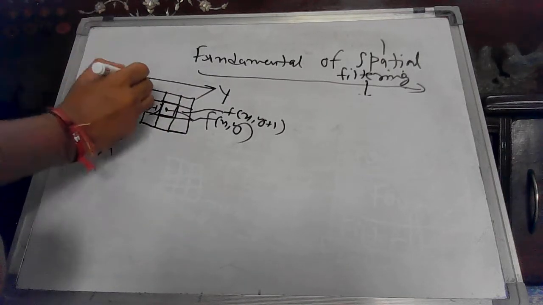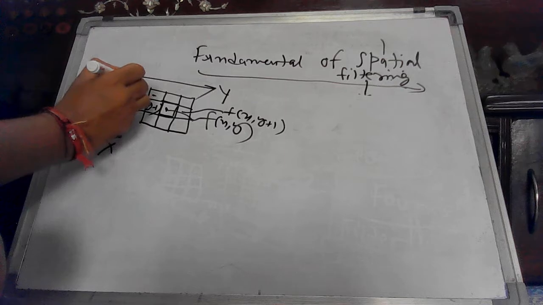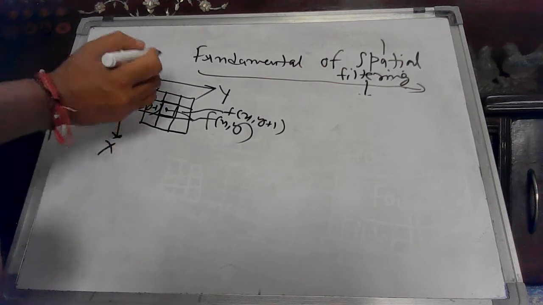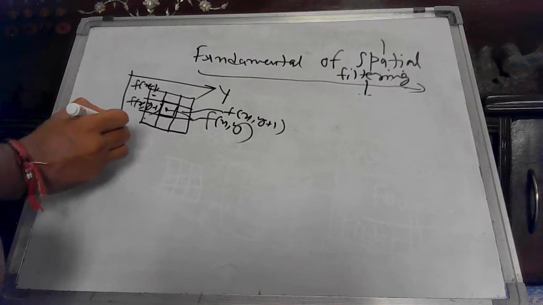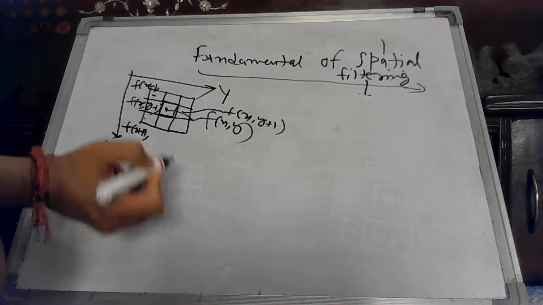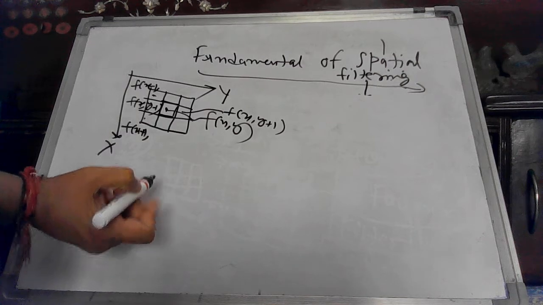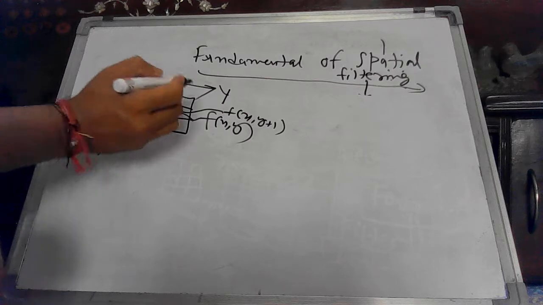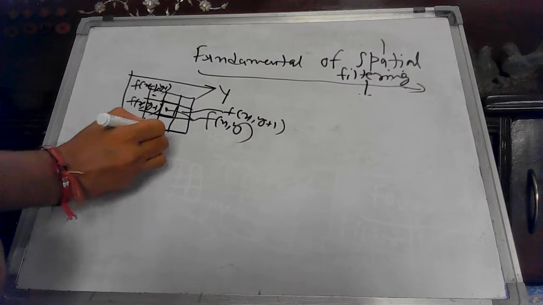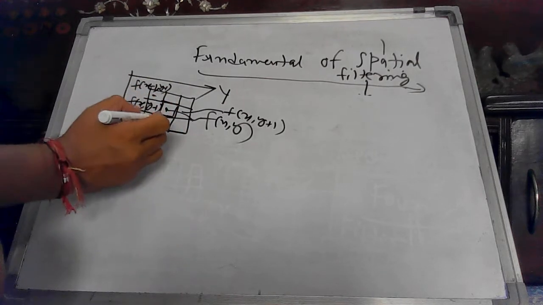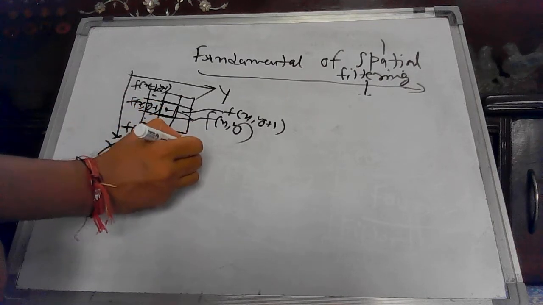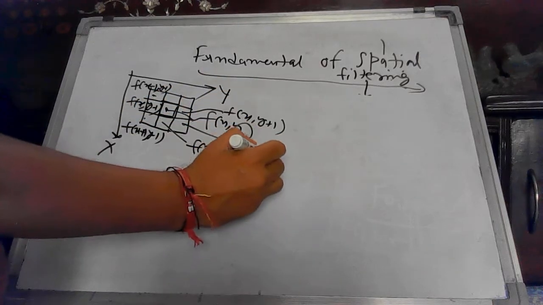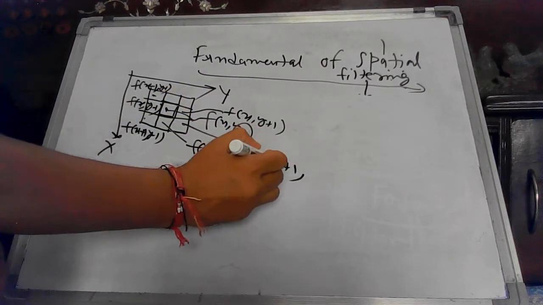So this point will be f(x minus 1, y minus 1), and this point for the x coordinate will be f(x plus 1). This is f(x,y), so this point is now clear. This position will again be f(x plus 1), and this position will also be f(x plus 1).